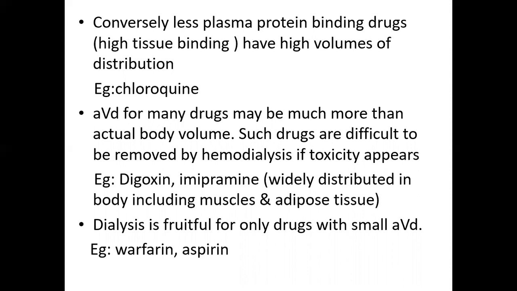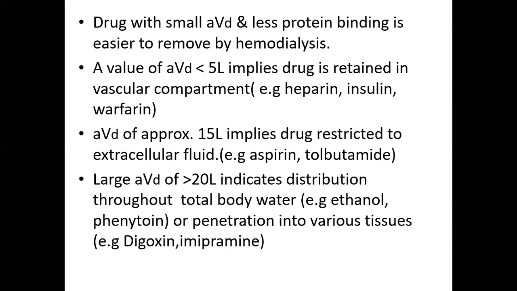Apparent volume of distribution for many drugs may be much more than the actual body volume. Such drugs are difficult to remove by hemodialysis if toxicity appears. Example, digoxin, imipramine. Dialysis is fruitful only for drugs with a small apparent volume of distribution. Example, warfarin and aspirin. Drugs with a small apparent volume of distribution and less protein binding are easier to remove by dialysis.